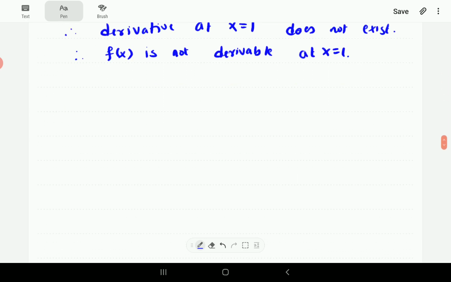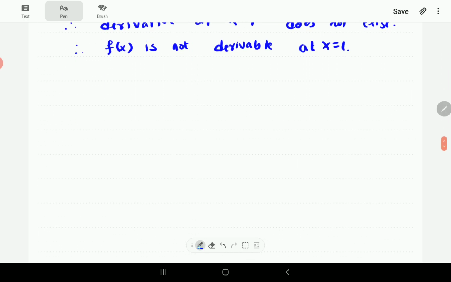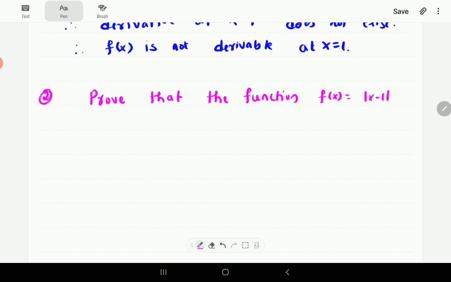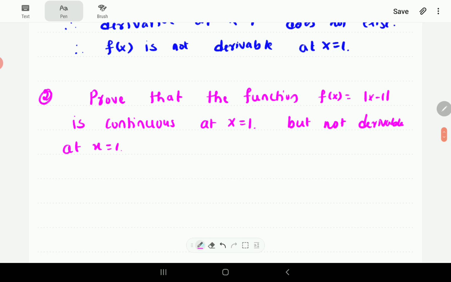Now let's see, we will take another example, say prove that the function f of x equal to modulus of x minus 1 is continuous at x equal to 1 but not derivable at x equal to 1. I think it's about the same thing. We have seen the modulus function at x equal to 0. It was continuous, but it was not derivable at x equal to 0. Okay, let's see this one.